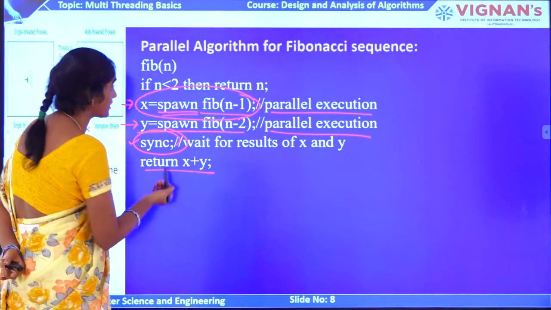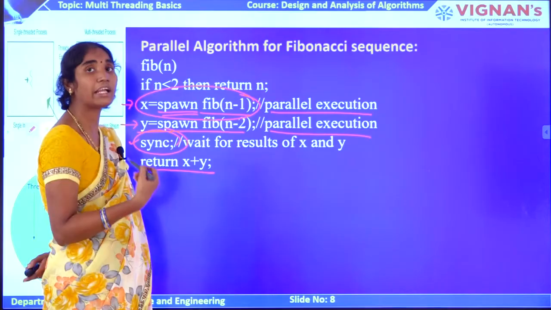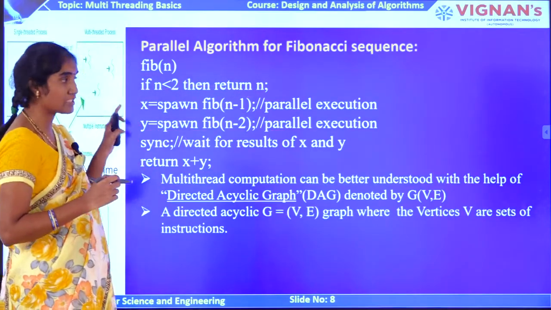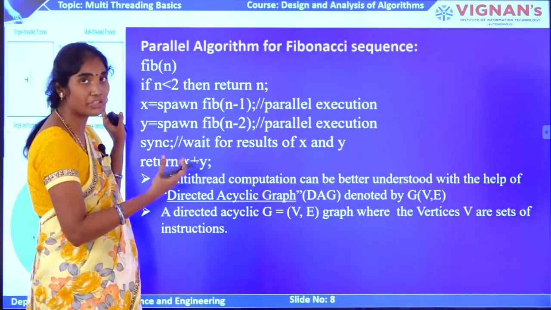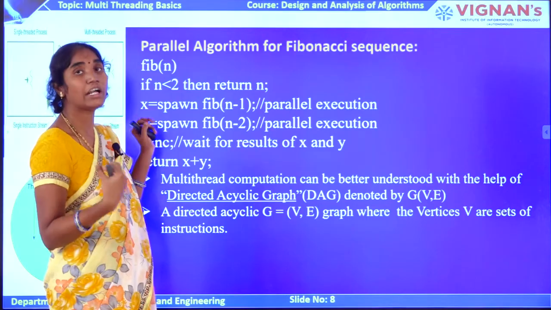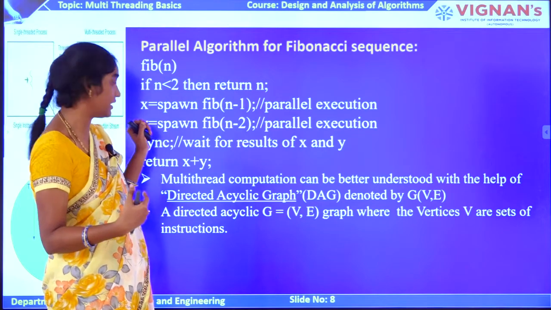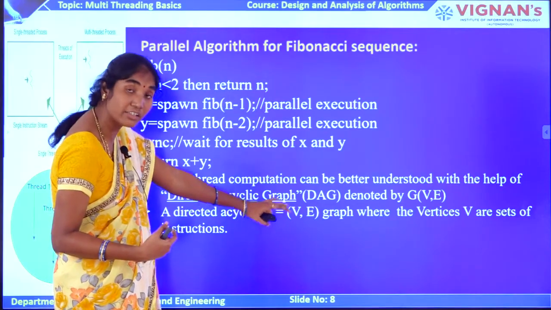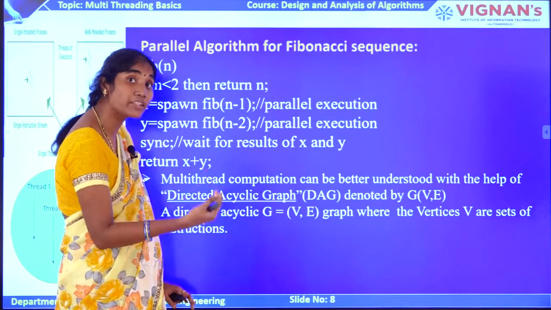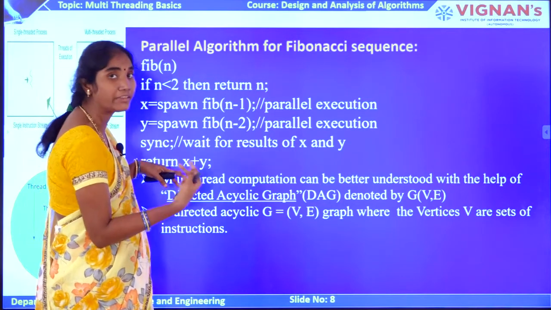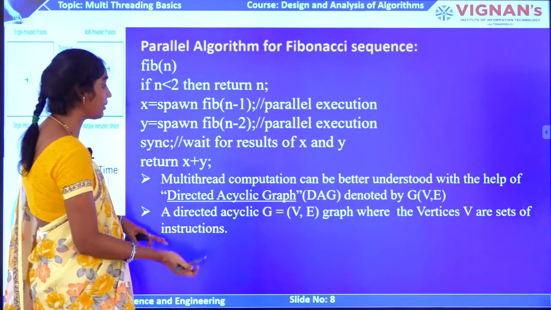So here, return x plus y. This is a modified algorithm which uses multi-threading, right? Now, to show the multi-threading computation, how is this internally computed with the help of a DAG? DAG stands for directed acyclic graph. By means of a directed acyclic graph, we are going to showcase how these values are computed under multi-threading. And what is meant by a DAG?